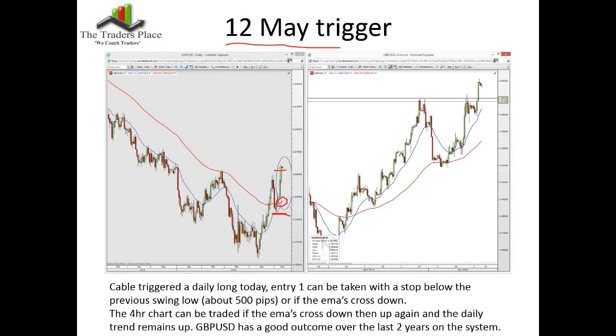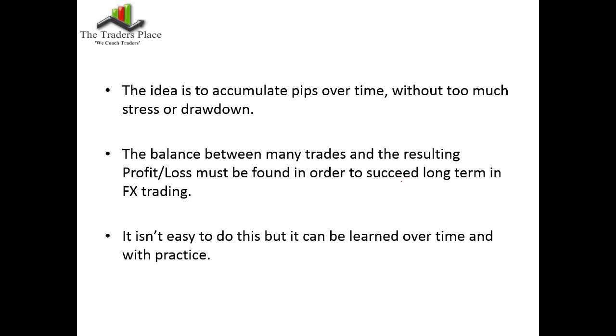If the moving averages cross down in the opposite direction, that's also an exit. The 4-hour chart can now be traded if the EMAs cross down, then up again. So I need the 21 to come down through the 89, cross up again before I can enter on the 4-hourly chart. And cable does have a good outcome for the last 2 years on the system, so I'm quite happy to give it to you guys to have a look at, so long as this competition is running.